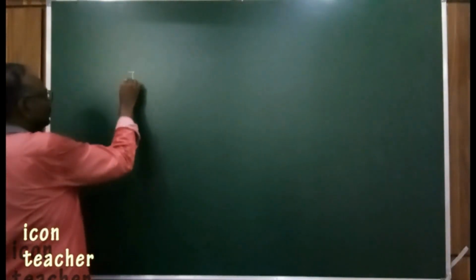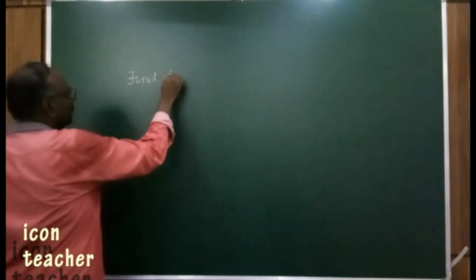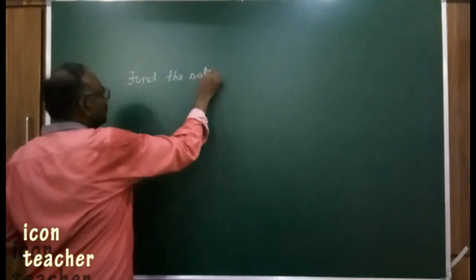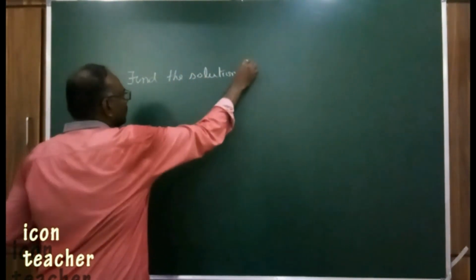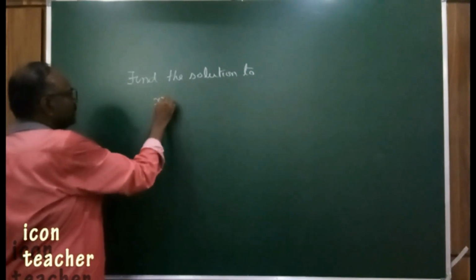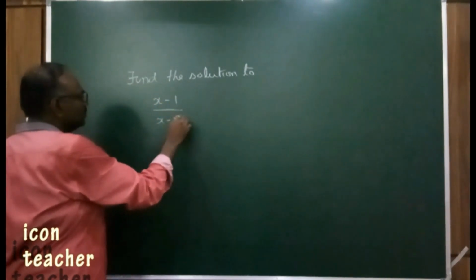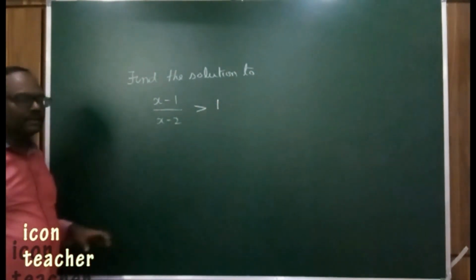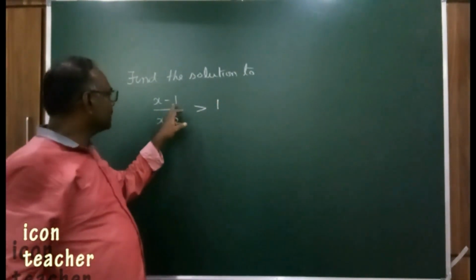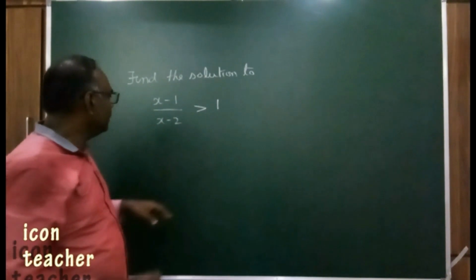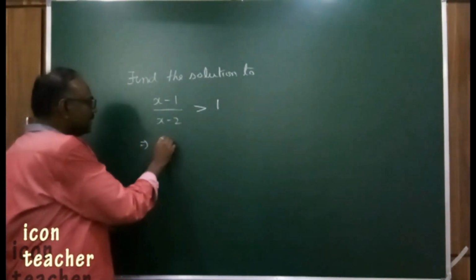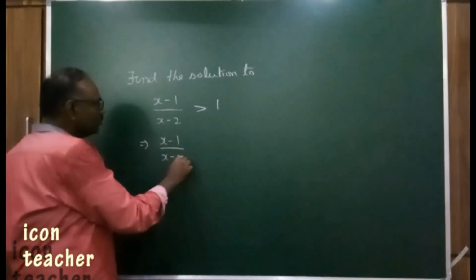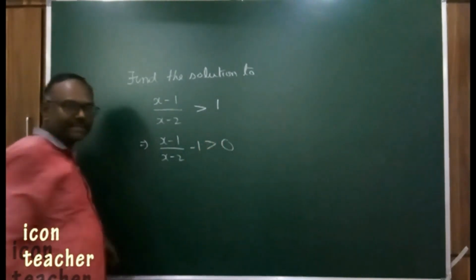Find the solution to (x minus 1) by (x minus 2) is greater than or equal to 1. So to solve this inequality, (x minus 1) by (x minus 2) greater than 1, we first write it as (x minus 1) by (x minus 2) minus 1 is positive.